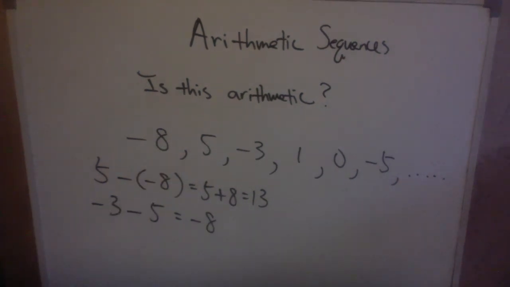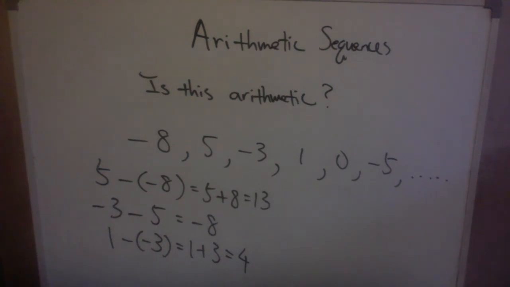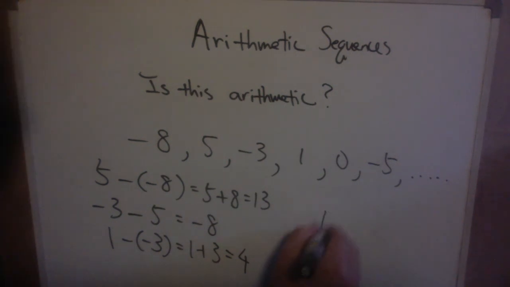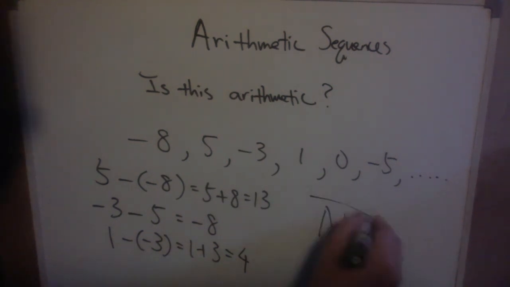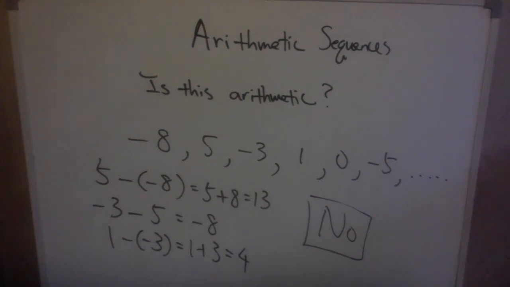But just to be sure, let's take another term, 1, and its neighboring term is -3, so 1 minus -3. That's 1 plus 3, so it's 4. As you can see, we have differences that are all different. So we can conclude that no, this is not an arithmetic sequence.